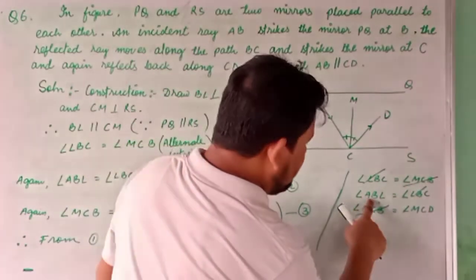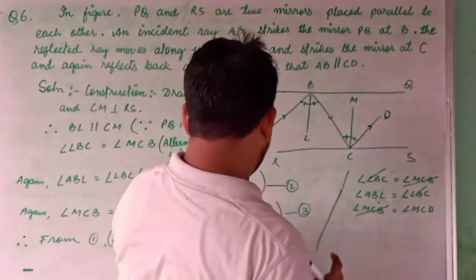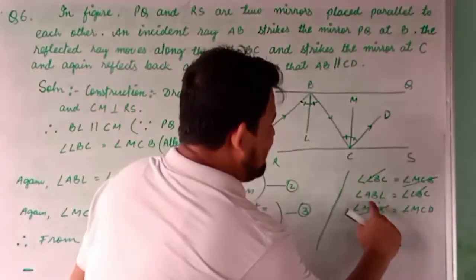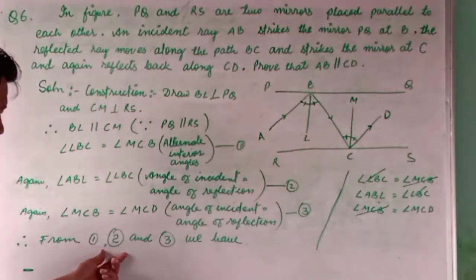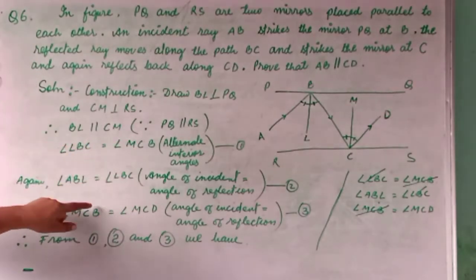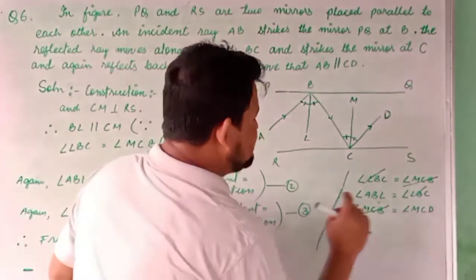So what is remaining, angle ABL is equal to angle MCD. Only these two angles are remaining. So what we can get from 1, 2 and 3, ABL is equal to MCD we are having here. Okay, I think this is clear now. From equation number 1, from here, here and here, when we compare these three, we have got ABL is equal to MCD.